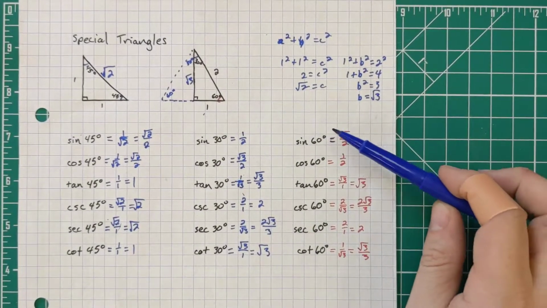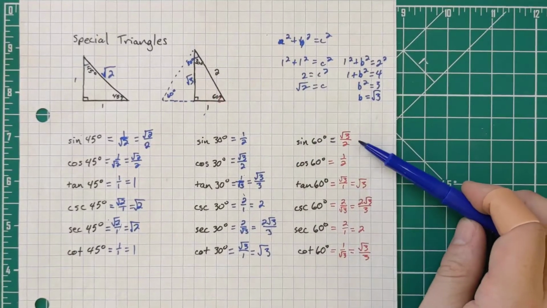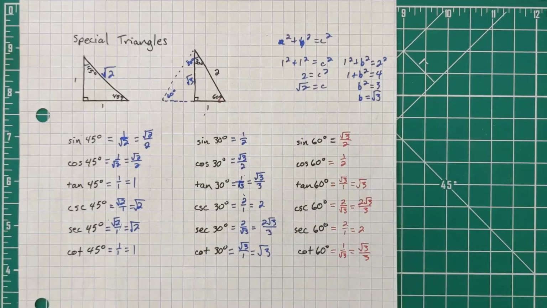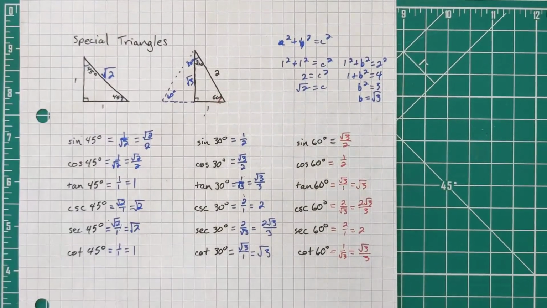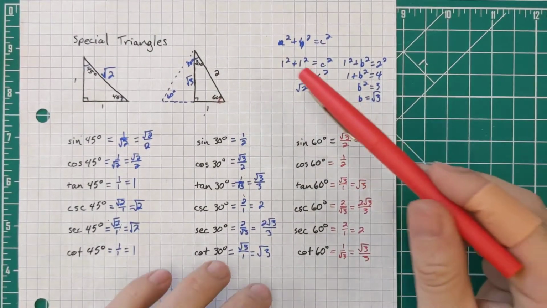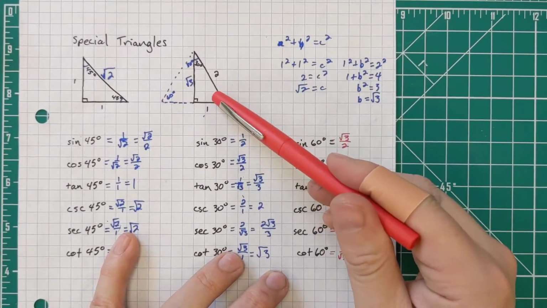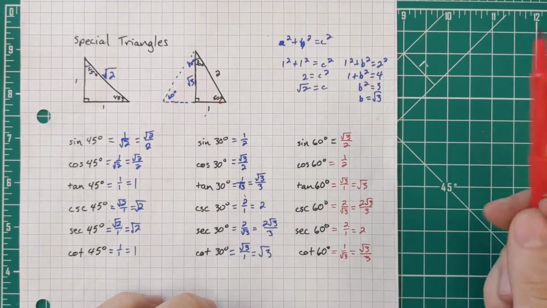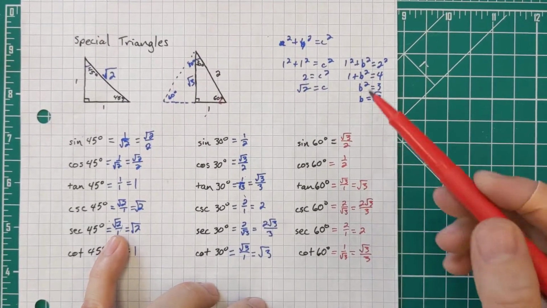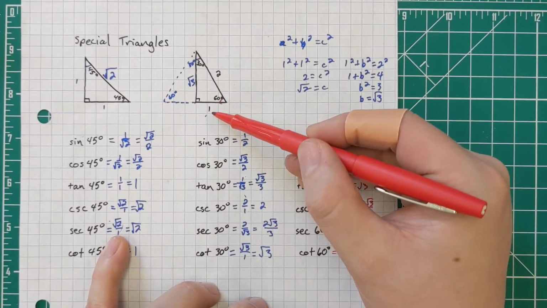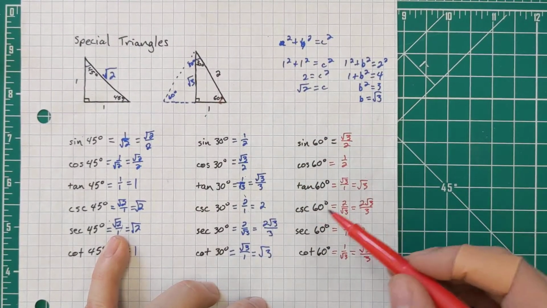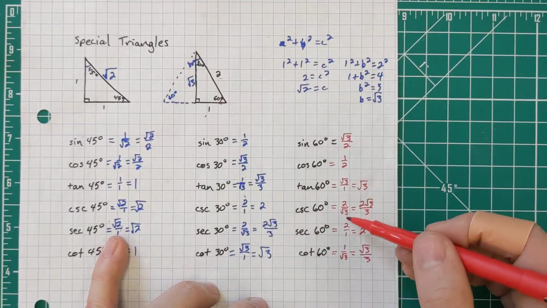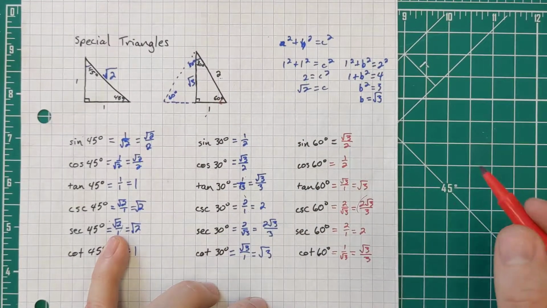All right, then for 60 degrees, we're going to do the exact same thing. Opposite over hypotenuse, square root of 3 over 2. And then cosine was adjacent over hypotenuse. Remember, I'm using this angle. Tangent is opposite over adjacent, so opposite is square root of 3, adjacent is 1. There we go, square root of 3. Cosecant, hypotenuse over opposite, 2 over square root of 3, which simplifies to 2 square root of 3 over 3.